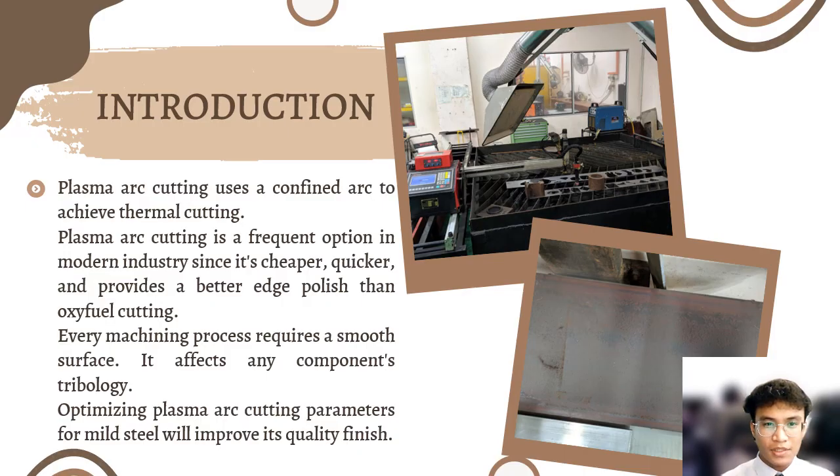Okay, first of all is the introduction. Plasma arc cutting uses a confined arc to achieve thermal cutting. Plasma arc cutting is a frequent option in modern industry since it's cheaper, quicker, and provides a better edge finish than oxy-fuel cutting. Every machining process requires a smooth surface. It affects any component's stability. Optimizing plasma arc cutting parameters for mild steel will improve its quality finish.